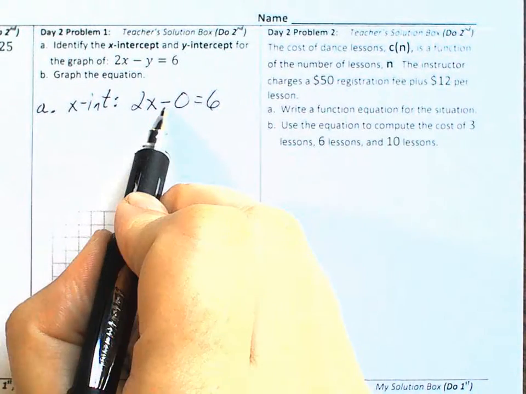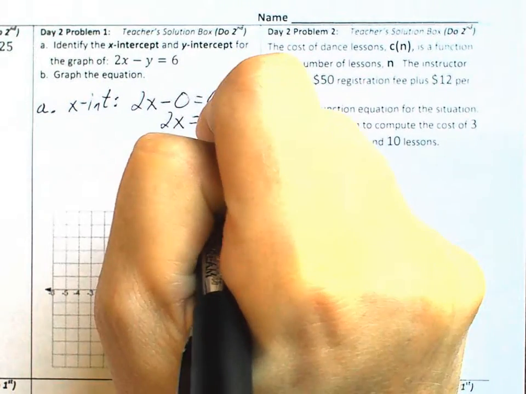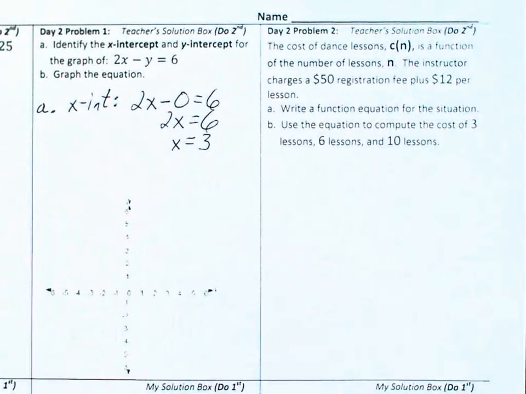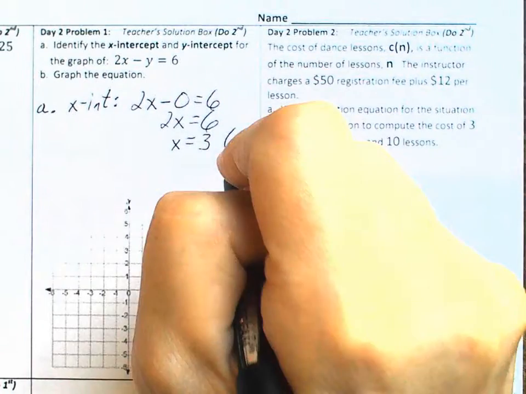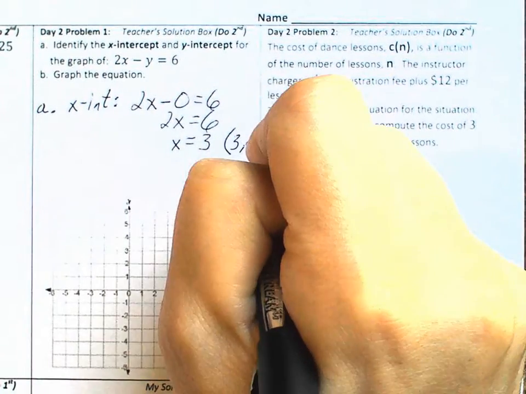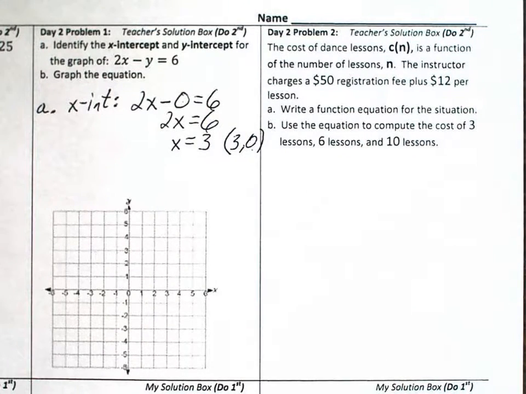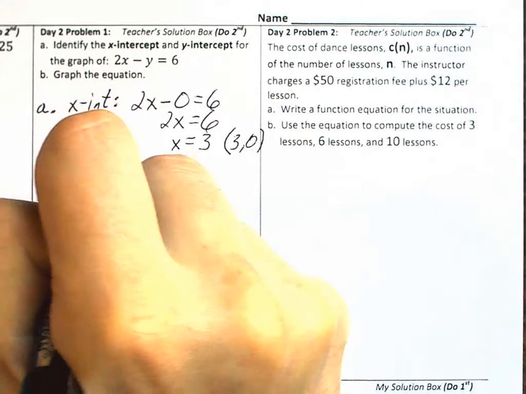Minus 0 is like having nothing here, and so this is the same as 2x equals 6. And solving this, x must be equal to 3. And so written as an ordered pair, the x-intercept is (3, 0). When x is 3, y is 0, and that makes a dot on the x-axis. Okay. Now the y-intercept.